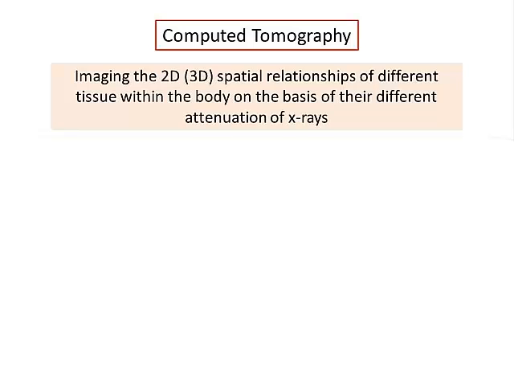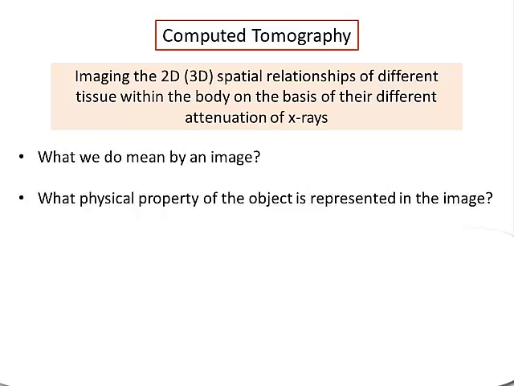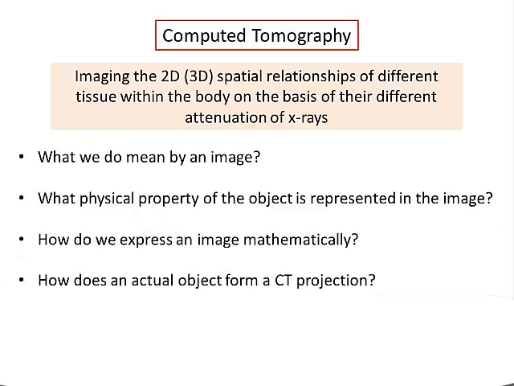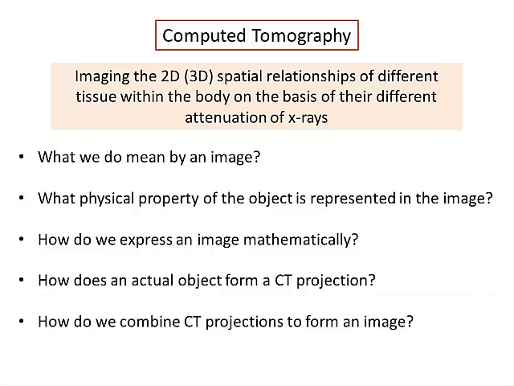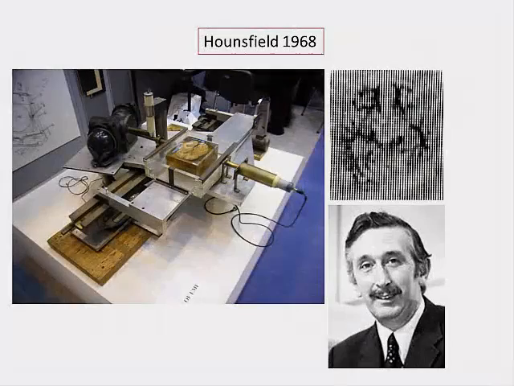CT is a technique for producing detailed images of the X-ray attenuation within an object. In thinking about CT, there are a number of important themes, including what we mean by a CT image, as well as the mathematical techniques used to construct it.